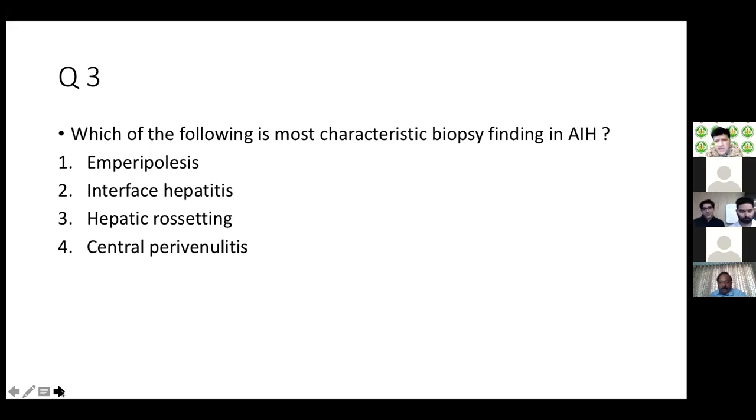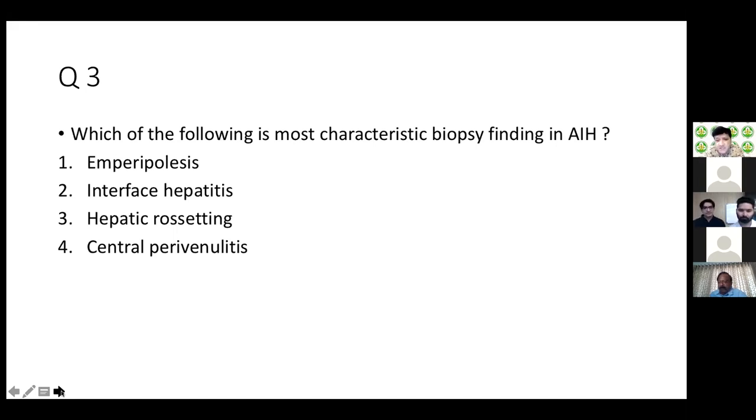I personally feel this can be seen in any chronic hepatitis. It could be seen even in chronic hepatitis. So what is so characteristic about this interface hepatitis would be the type of infiltrate. One is that it has to be a dense infiltrate, and second, it has to be lymphoplasmacytic infiltrate, right? So I think interface hepatitis per se would not be characteristic.